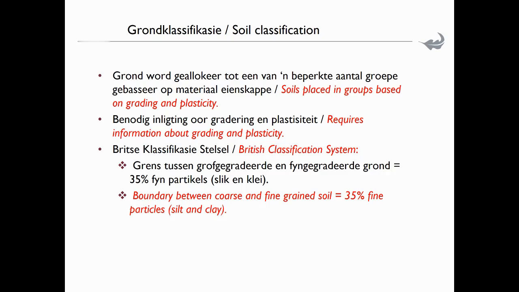In the soil classification systems, the soils are placed in groups based on their grading and plasticity, and it requires information about the grading and plasticity. There are two main classification systems used. First of all, the British classification system. And the difference between the British classification system and the American standard is the percentage of fines. In the British standard, the boundary between coarse and fine-grained soils is 35% fine particles, 35% particles consisting of silt and clay. If it's more than 35%, then it's a fine-grained soil.